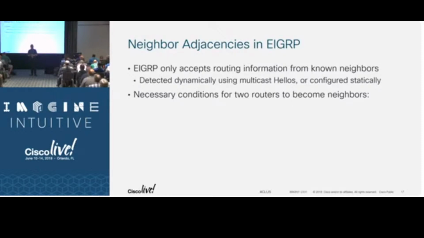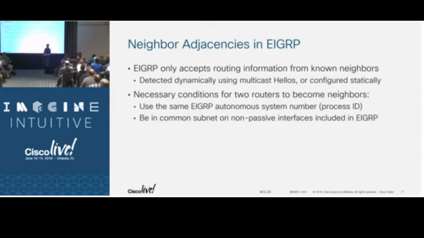That's my question for you. What parameters in configuration need to be identical for two neighbors to become EIGRP neighbors? Just shout. AS number, perfect. K values, wonderful. Authentication, if you're using it, it has to be identical. And one more thing. Shared link that translates to the common subnet. Perfect, you got it, exactly right.